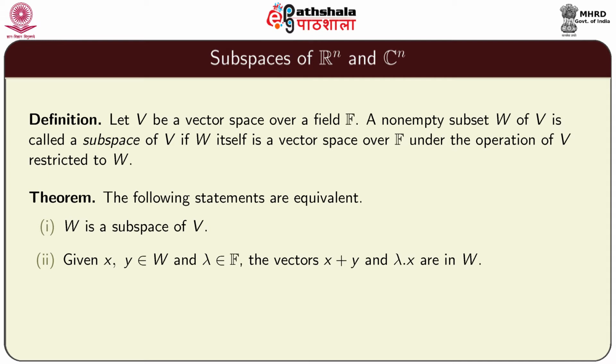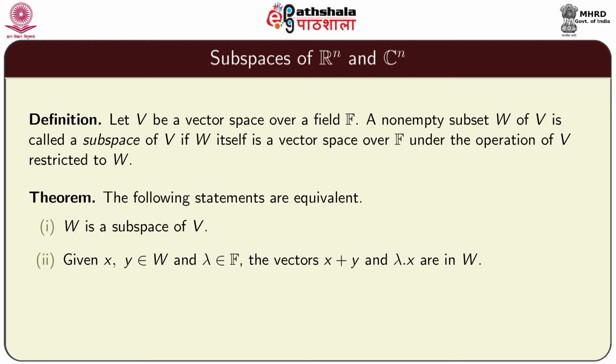Moreover, V has a scalar multiplication with respect to F. That means there is a map from F cross V to V. Once again, if we restrict this map to the subset F cross W, then again the image is going to lie in W. That means if we take a scalar lambda in F and a vector x in W, then lambda dot x is going to be in W.